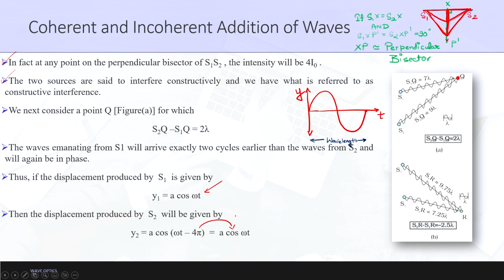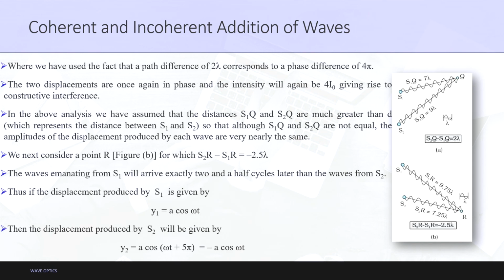From the mathematical formulation we know that, let me write it here, cos of omega t plus or minus n pi is nothing but cos omega t. So putting any n value here and any sign, we always get cos omega t. Hence, we found the value of displacement here also to be nothing but a cos omega t. So if we find this a cos omega t, then it is quite evident that the intensity again will be 4 I naught.